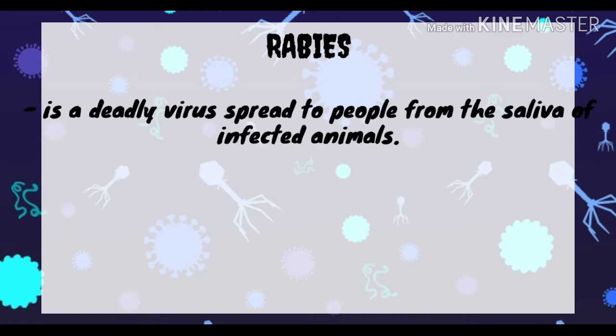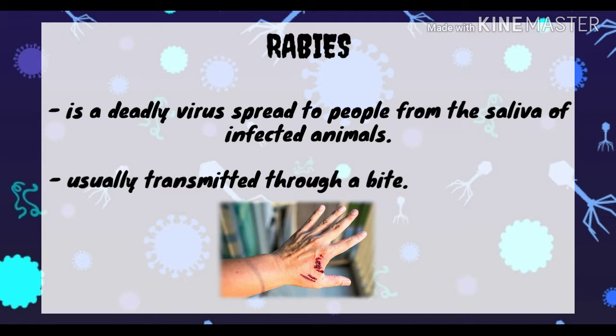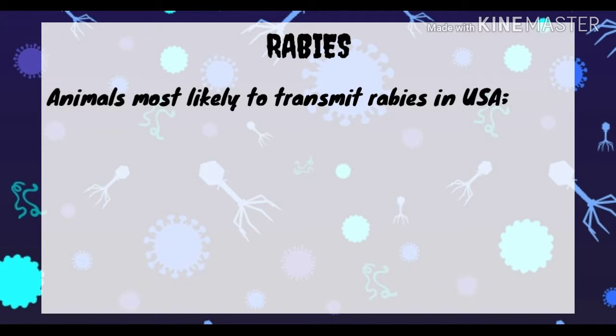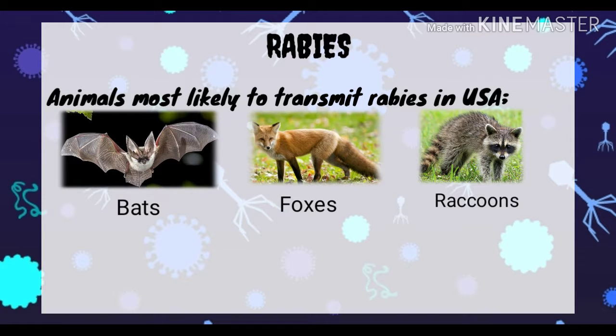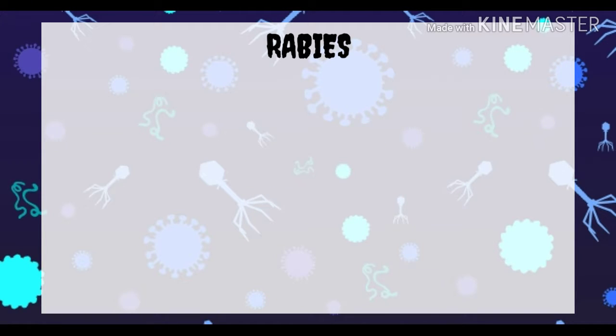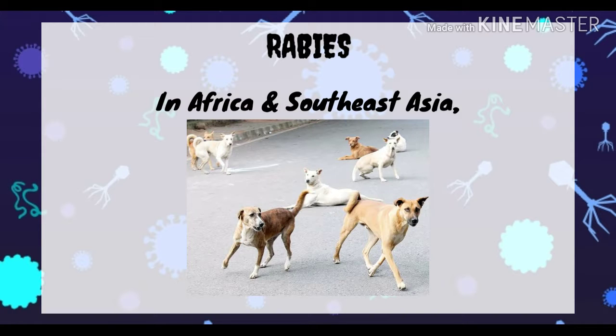The second unique division of virology is rabies. Rabies is a deadly virus spread to people from the saliva of infected animals. The rabies virus is usually transmitted through a bite. Animals most likely to transmit rabies in the United States of America include bats, foxes, raccoons, and skunks. Meanwhile, in Africa and Southeast Asia, stray dogs are the most likely to spread rabies to people.